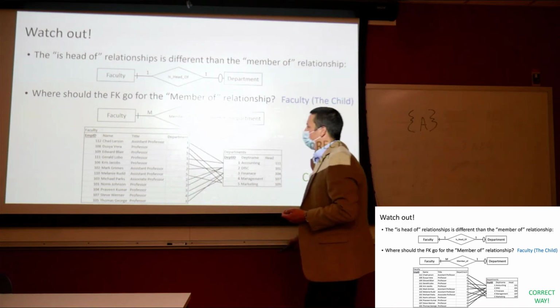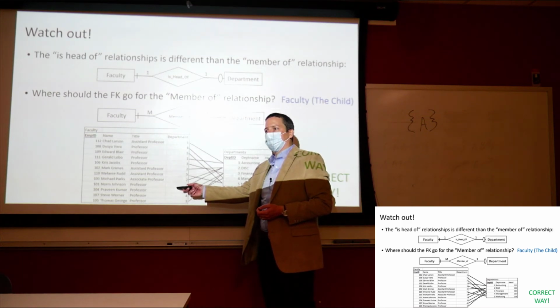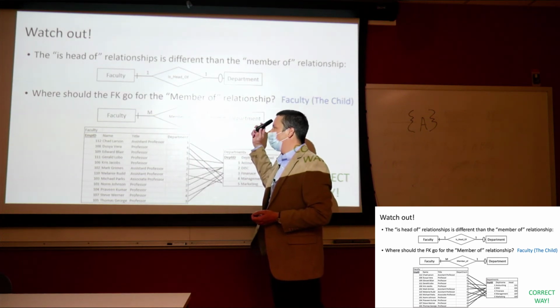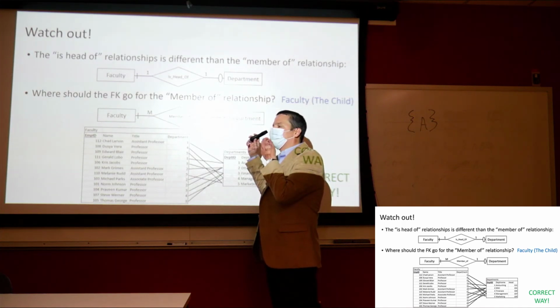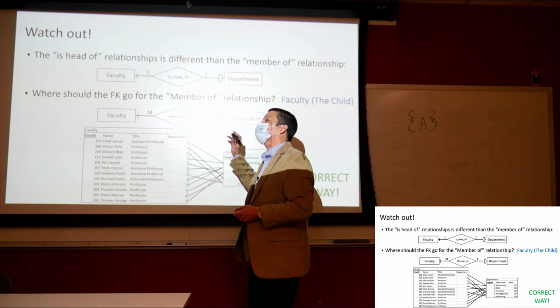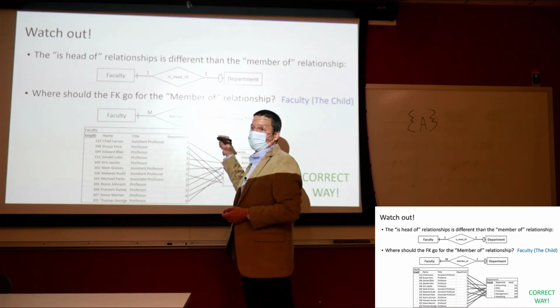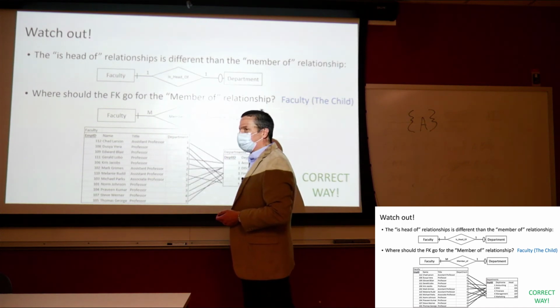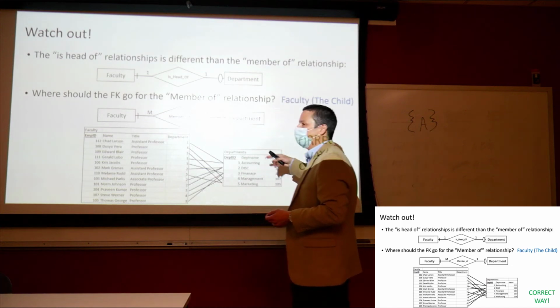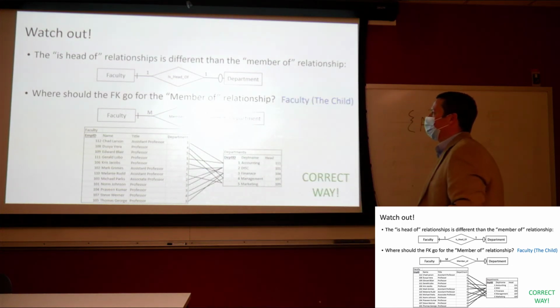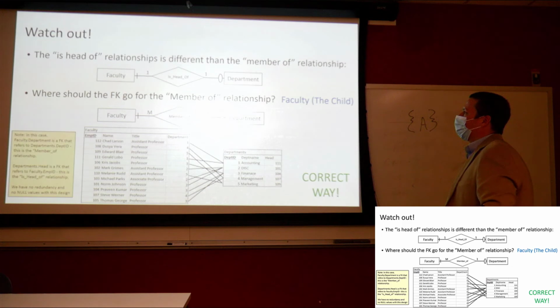And of course, this faculty table could have any number of foreign keys, right? If faculty are in a relationship with offices, right? They might have a foreign key that links them to their office. Something like that. So there's going to be a foreign key for every relationship that an entity is in.